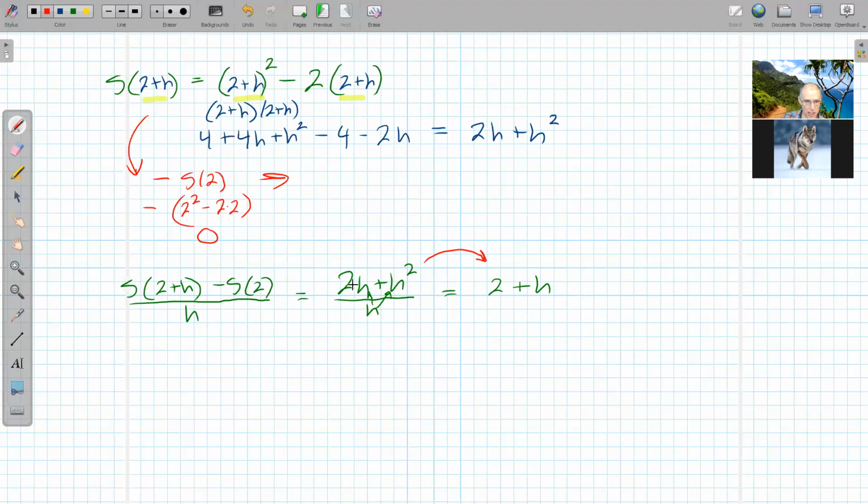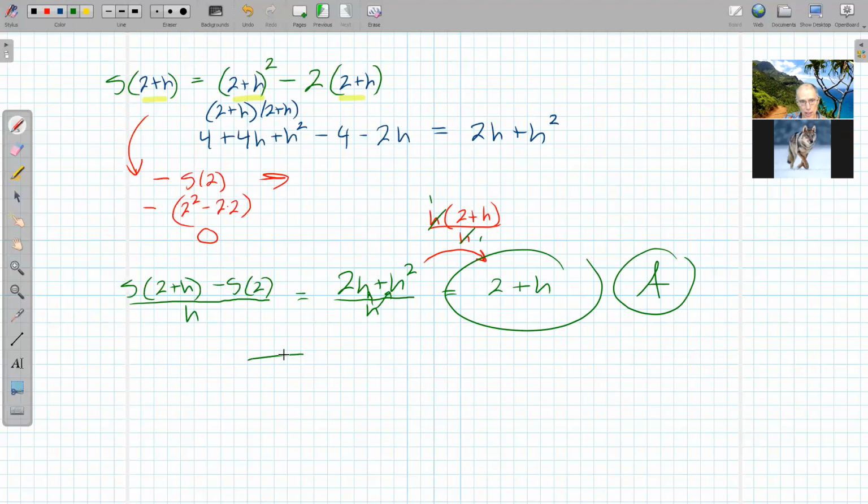If this were on a test, I would write a little bit more work. I would probably have an intermediate step of factoring out, not the 2, the H in the numerator, and then saying, oh yeah, a number divided by itself is 1, and there's my 2 plus H. So that's part A. Part B said plug in a couple values of H.